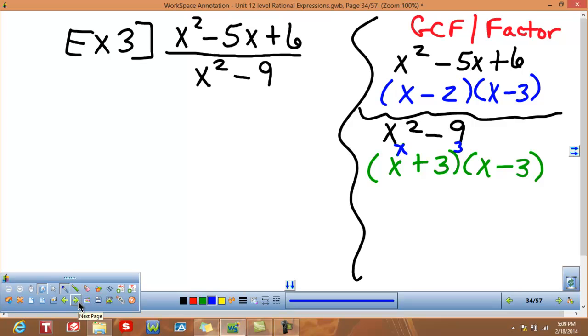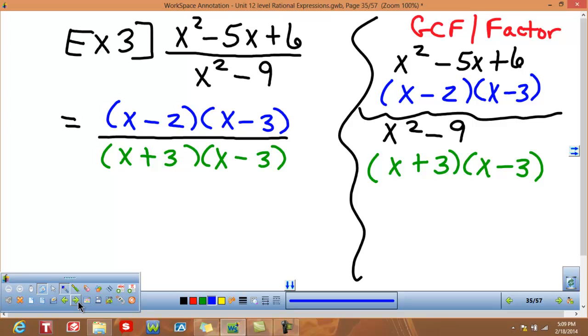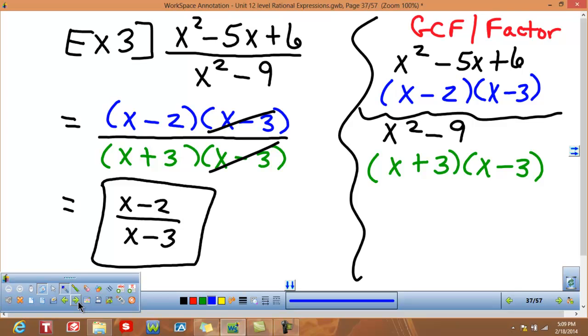Now we replace our original expression with our factors, and we can see that there is an x minus 3 in the numerator and denominator, and they will reduce. The answer is x minus 2 divided by x minus 3. This concludes flap 2 of your foldable.